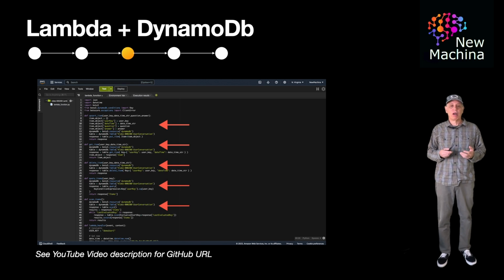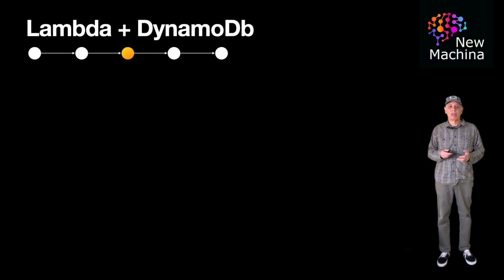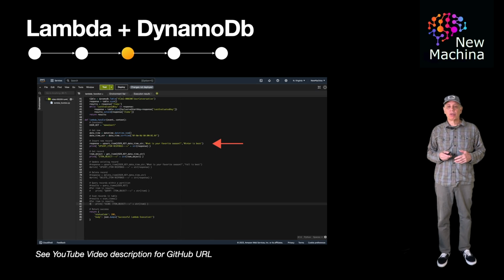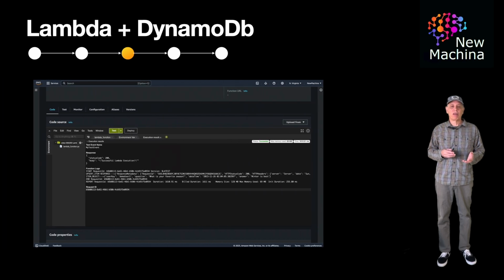For the first test I'm going to run, I comment out everything except performing upsert item and get item. I click the deploy button, which updates the Lambda in the cloud, and I click the test button. In the execution results console, I can see the logging that the code performed an upsert, and in this case, a get item back from DynamoDB.